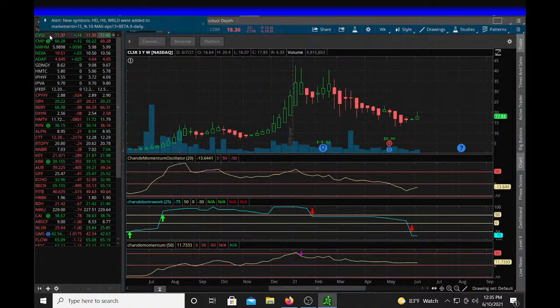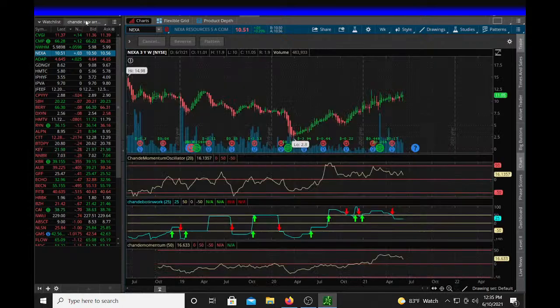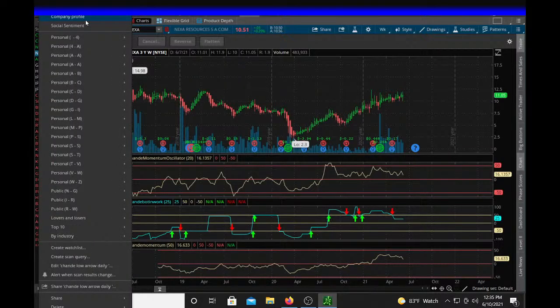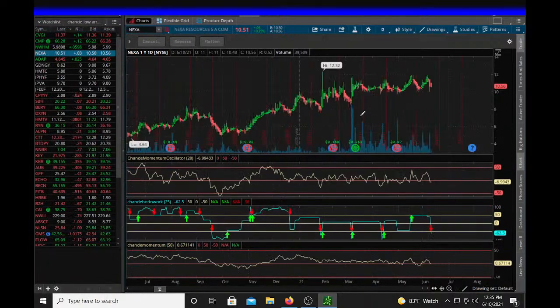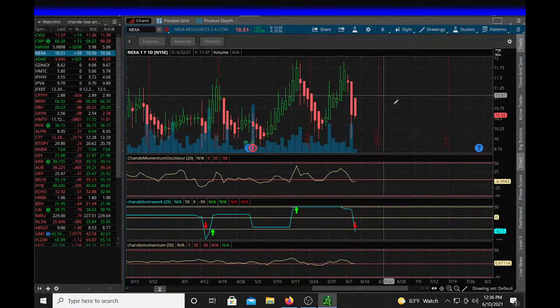Alright, what are we scanning for over here? Now this is a daily scan. So let's go to the daily. And we can see we're scanning for the Chande low arrow. It's this one to be true. So we have that. All right. So we'll be watching it now and looking at how it trades.